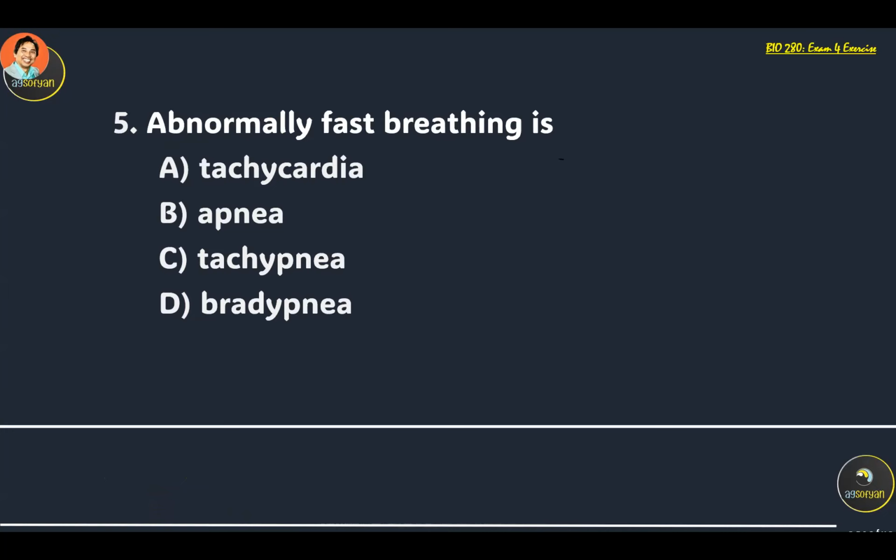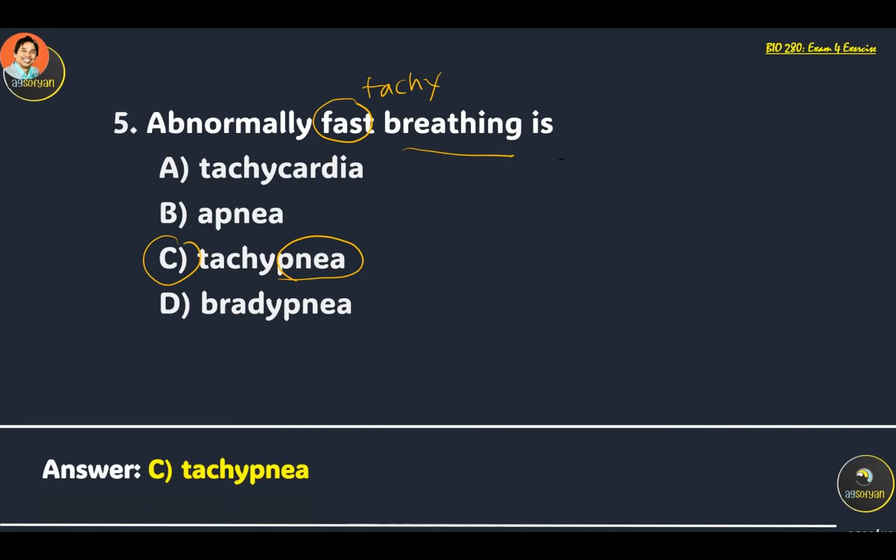Abnormally fast breathing is A, B, C, D. Okay, you already know that fast means tachy. So you just combine with breathing, which is pnea. So it's going to be tachypnea. Bradypnea means slow breathing. So brady is the opposite of tachy. So tachypnea.